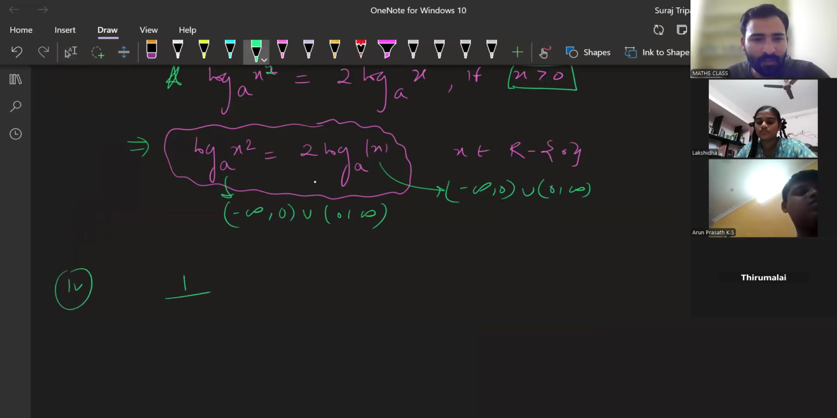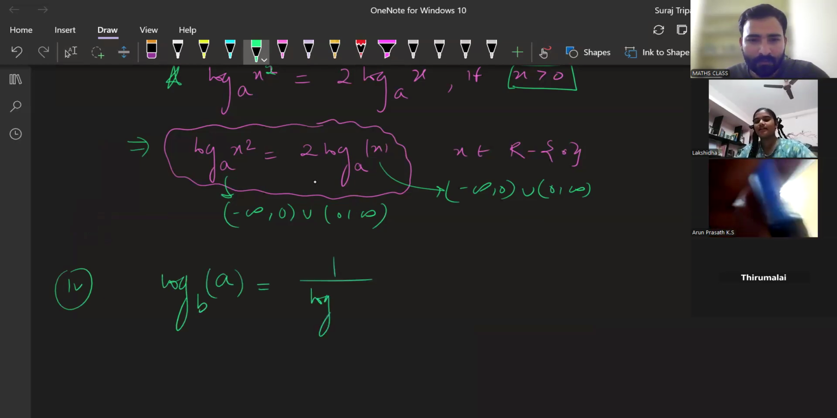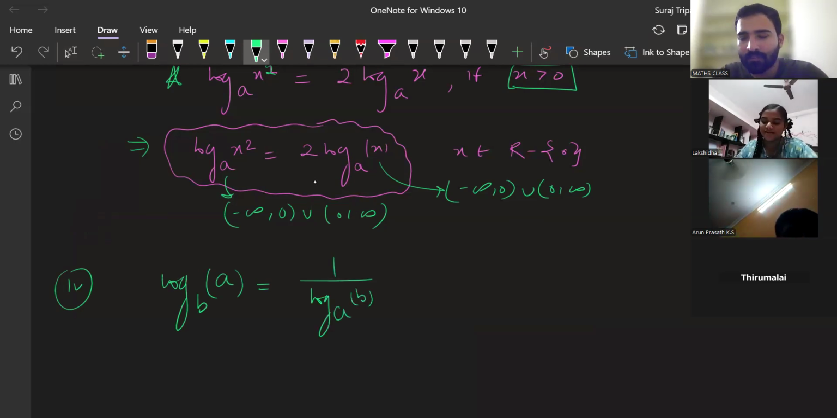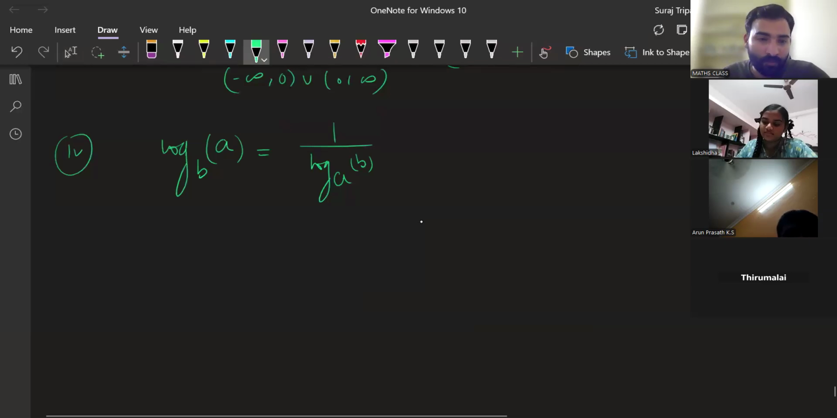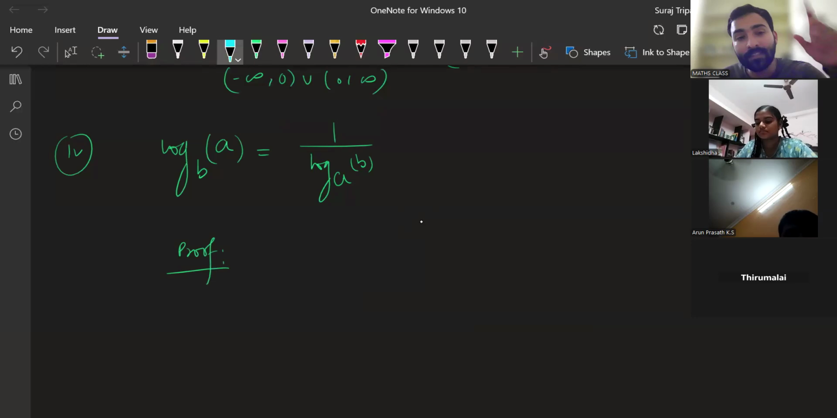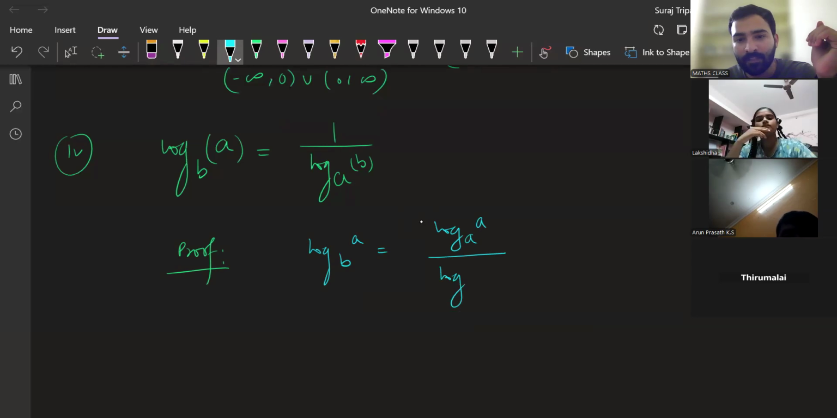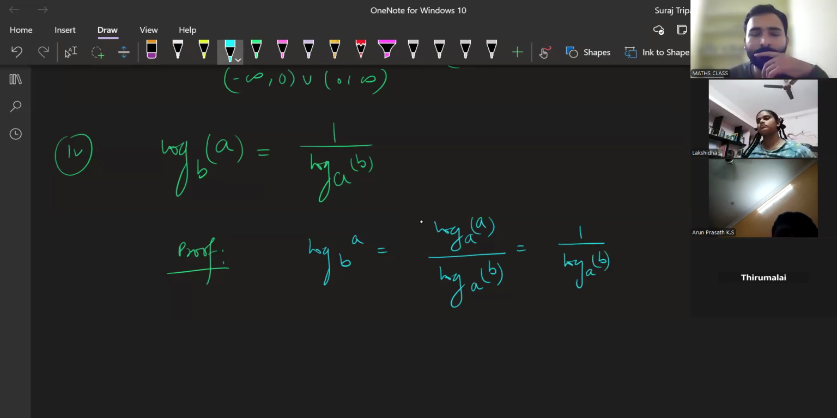Property number 4. Here, log of a to the base b can be written as 1 upon log of b to the base a. You can interchange argument with base. So let's see the proof also. I'm using the base changing formula. So log of a to the base b can be written as log of a with another base. You can take any base. Suppose I'm taking the base same as the argument, log of a to the base a, and in the division, I am taking log of b to the base a. The numerator will become 1 and the denominator will become log of b to the base a. So this is the proof.